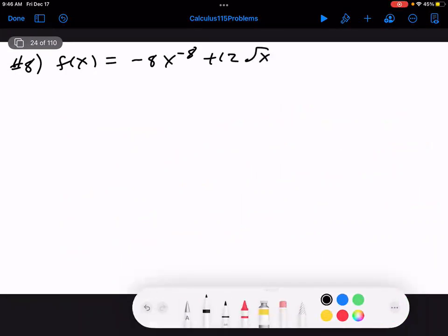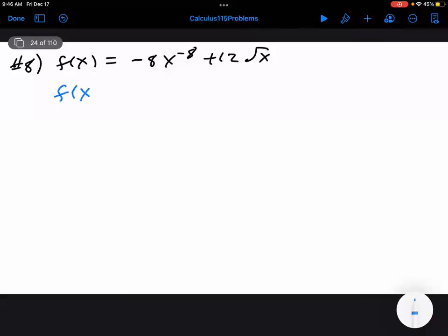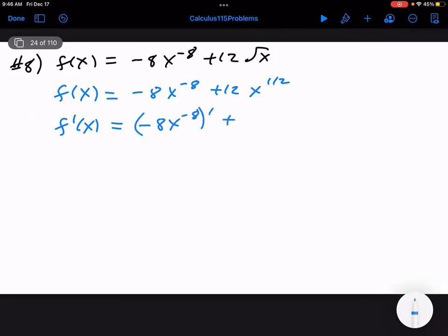And again, when I do problems like this, I like to rewrite them in a nice way: negative 8x to the negative 8 plus 12x to the 1/2. The first rule we use is the sum rule. So, writing it very slowly, it's the derivative of the first piece plus the derivative of the second piece. We can then use the constant rules and pull out the negative 8 and the 12. And I need the derivative of x to the negative 8, and the derivative of x to the 1/2.